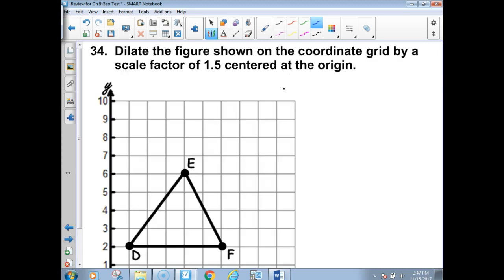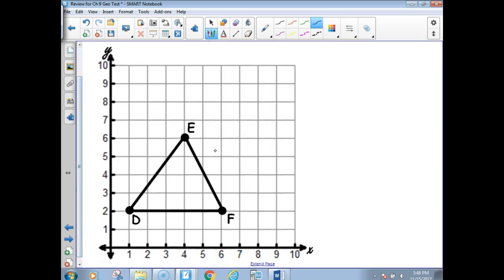34. It says dilate the figure shown on the coordinate grid by a scale factor of 1.5 centered at the origin. So it's going to blow out from the origin. It should stretch in that direction. What I need to know, though, is where these points are. So I'm going to jot down the coordinates of the points.